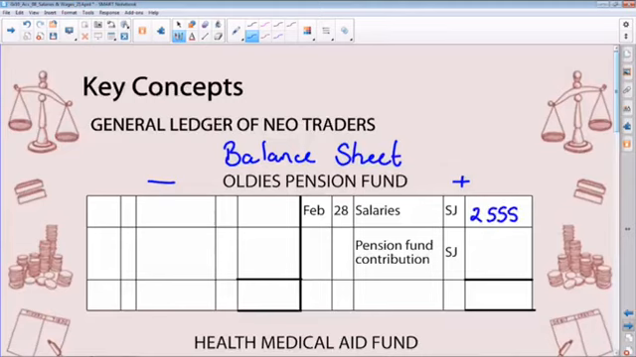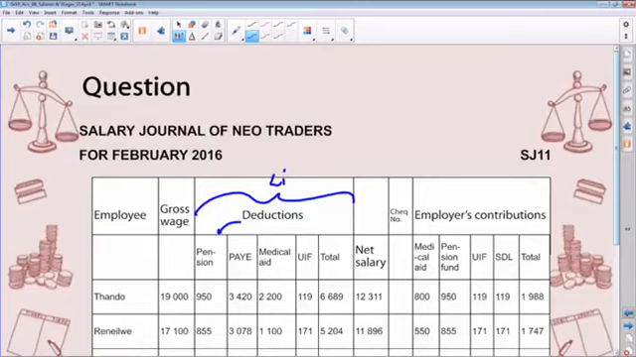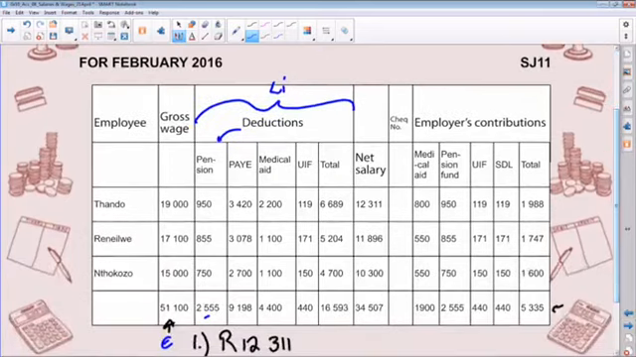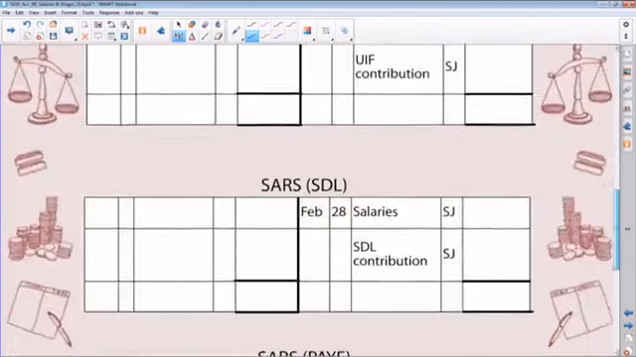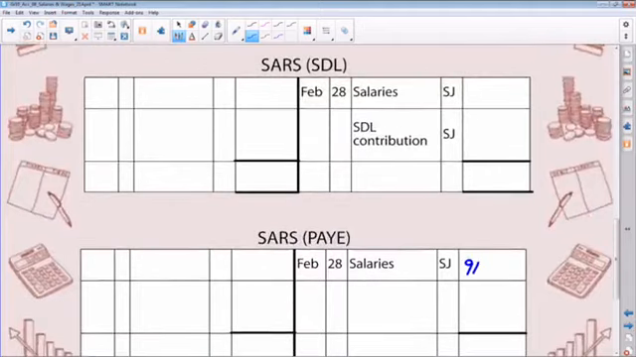Now, the next one, your pension fund is done. Let's go and look at your pay as you earn. Now, who do I pay this amount over to? I will pay it over to SARS. So remember, SARS pay as you earn is your new T account, and it will be 9198. So 9198 will go to your new T account called SARS pay as you earn. There it is, 9198. And you can see that I wrote it on the credit side. So SARS pay as you earn will also be forming part of your liabilities. And this liability will be there until you pay it.